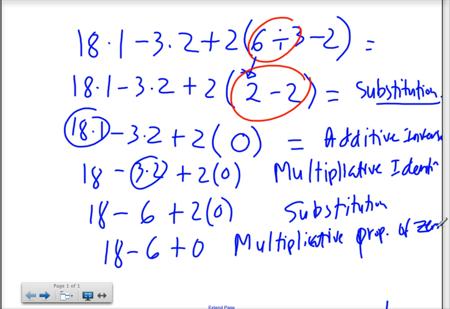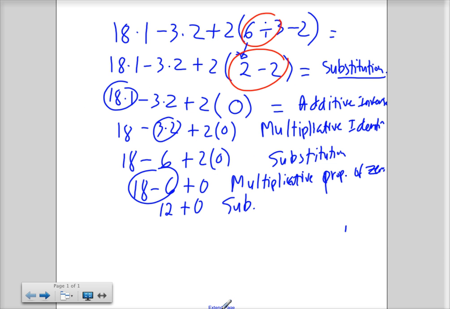Okay, next one. What do I do now? 18 minus 6, which is 12. And what do we name that step? If you can't recognize the property, substitution. Thank you. Substitution. Okay? And then 12 plus 0 is 12. What property is that? Additive identity. Yes, thank you. Got it. Finally.